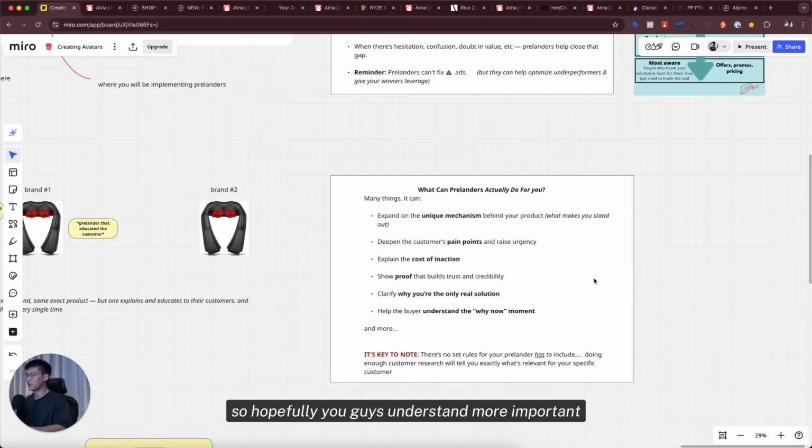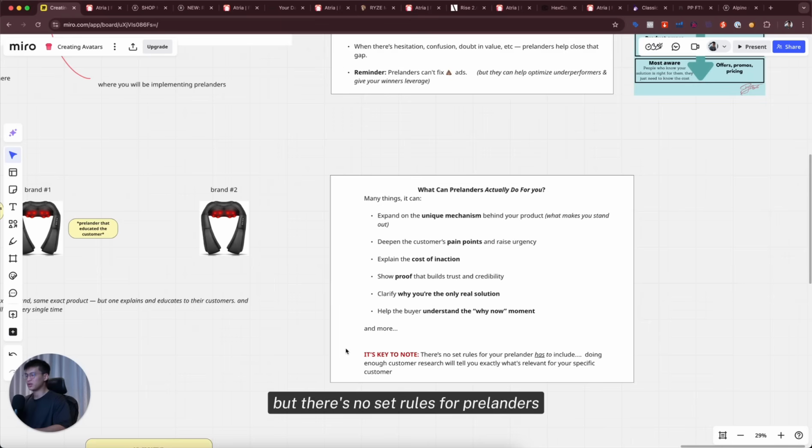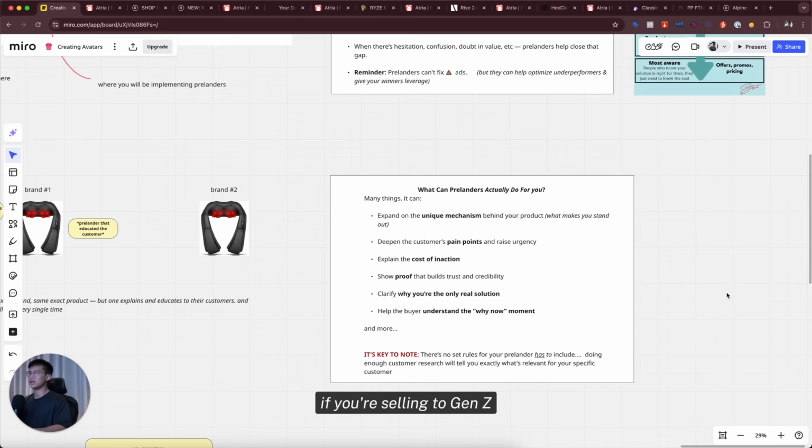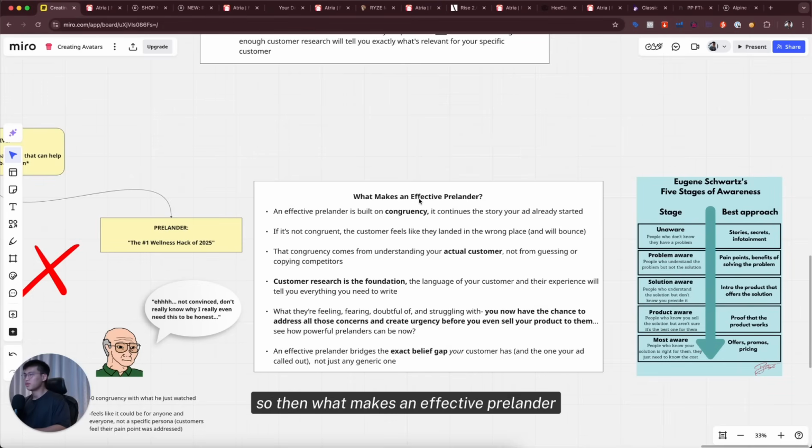So hopefully you understand more why pre-landers are necessary for a brand. But there are no set rules for pre-landers, because if you do enough customer research, it will tell you what's relevant for your customer. If you're selling to Gen Z, they might not read super long-form advertorials, whereas if you sell to older demographics, they might want to. So then what makes an effective pre-lander? Now you know why it's important, right?